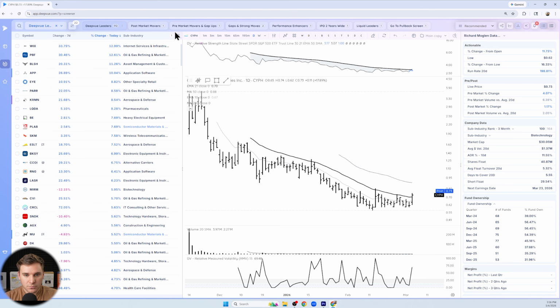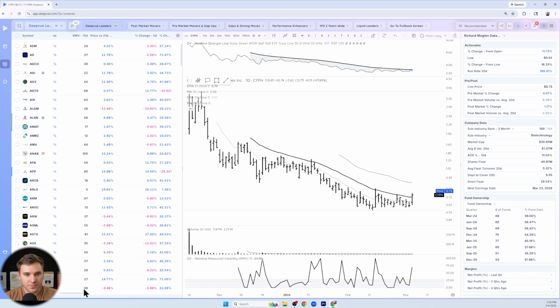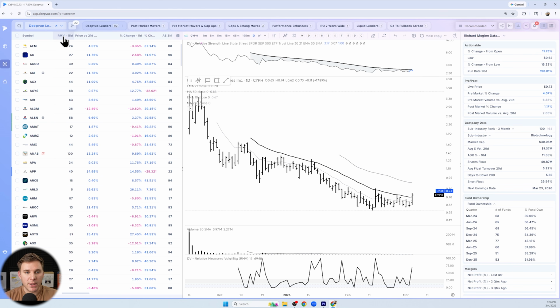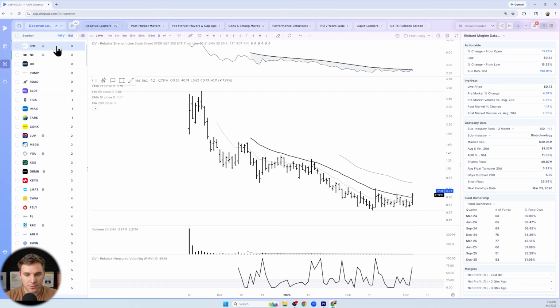In addition to that, after I'm done spacebarring through, maybe going down to maybe a 3% mover on the day, what I like to do is then go over to the RMV column, and RMV stands for relative measured volatility, and I'll sort this from lowest to highest. So RMV is an indicator that you'll see on the bottom of this chart.